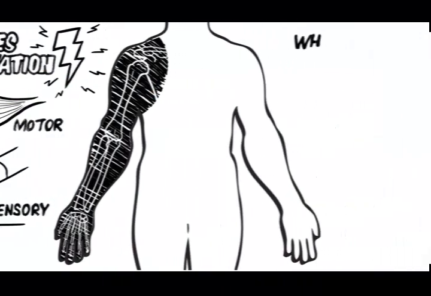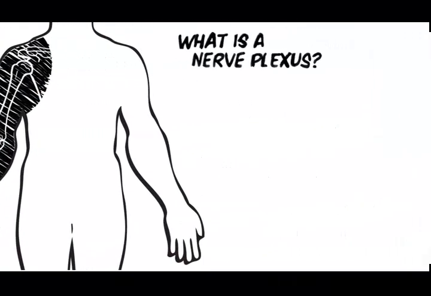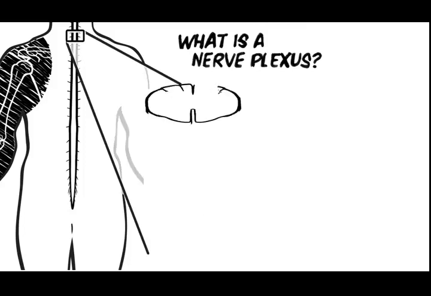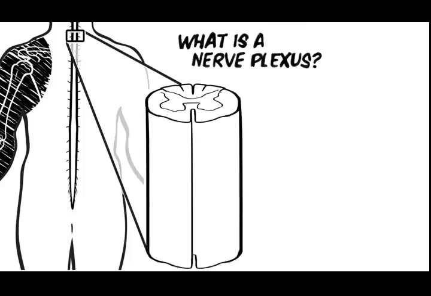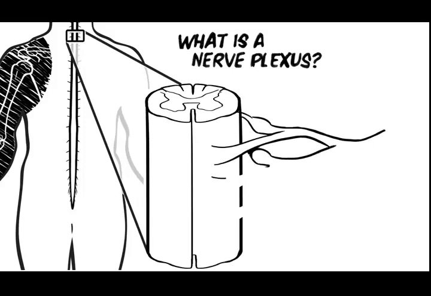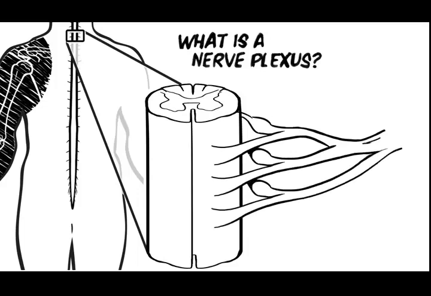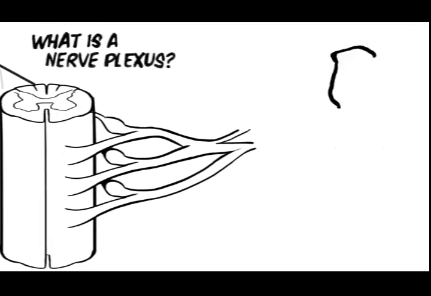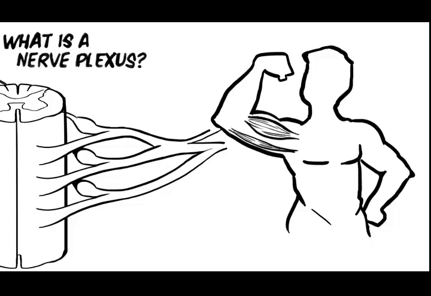Let's begin by defining what a nerve plexus is. A nerve plexus is formed when nerve fibers from two or more spinal segments intermingle and then segregate in order to travel together to a common anatomical region. For example, fibers from two or three spinal segments that are all going to the biceps brachii muscle may join together to form a single nerve bundle that travels to the biceps.